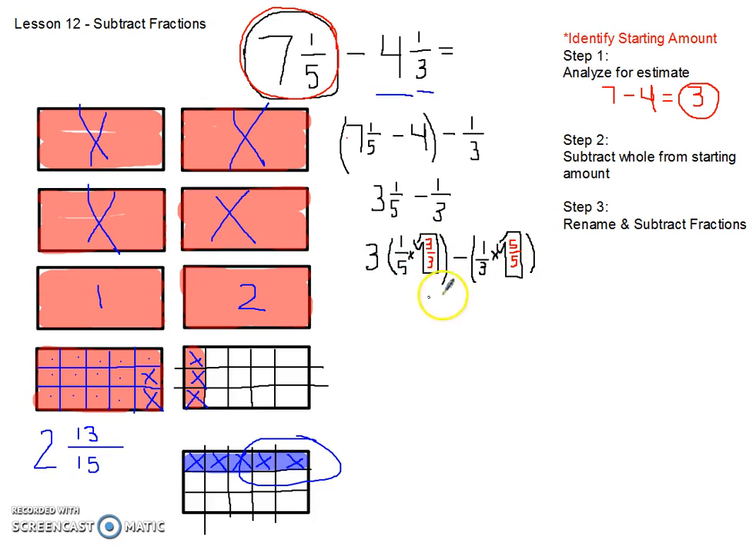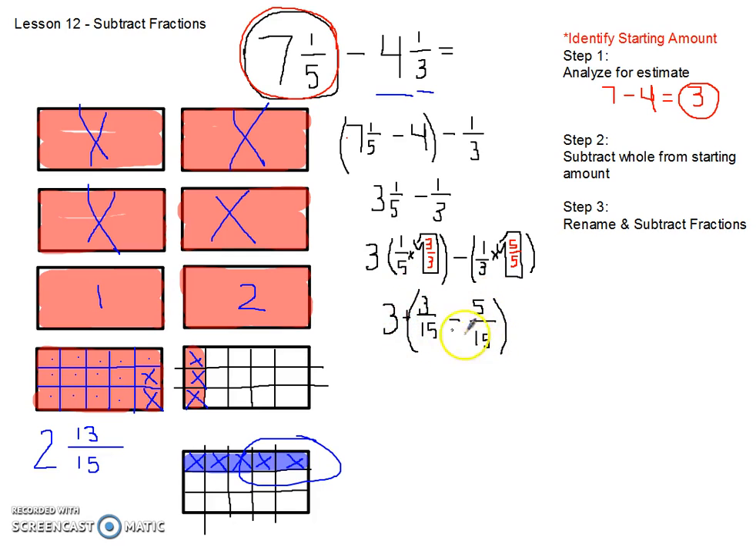Then we would find our equivalent fractions. So we would have 3, and our new denominator would be 15. And the size, or how many parts we have, is 1 times 3, which would be 3. Minus, we'd have 15 parts here. And we would have 1 times 5, we would have 5 of those parts.